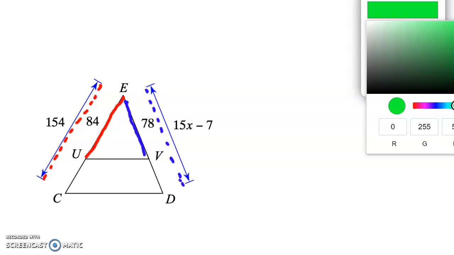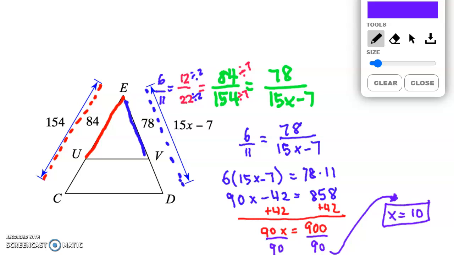Okay, so let's use that relationship. That means 84 divided by 154 is going to be proportional to 78 divided by 15x minus 7. And again, whenever possible, I try to simplify the fraction. Okay, 84 and 154, once I've set up the equation, I know that they're both divisible by 7. And then from there, I know that 12 and 22 are both divisible by 2, so it becomes 6 over 11. Then I cross multiply and solve, and eventually I get x to be 10.